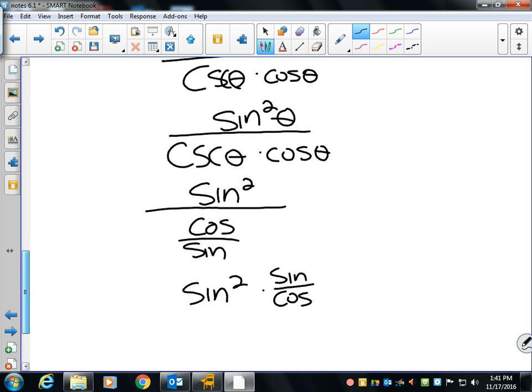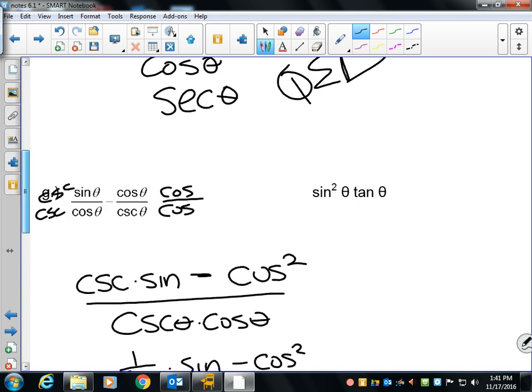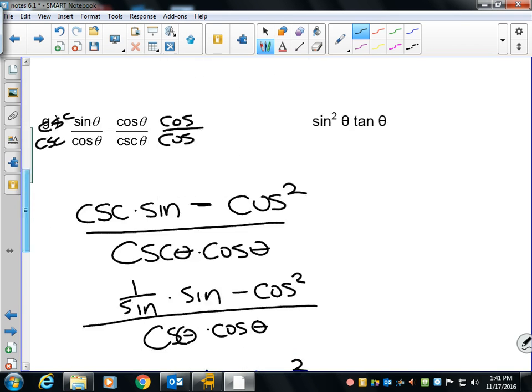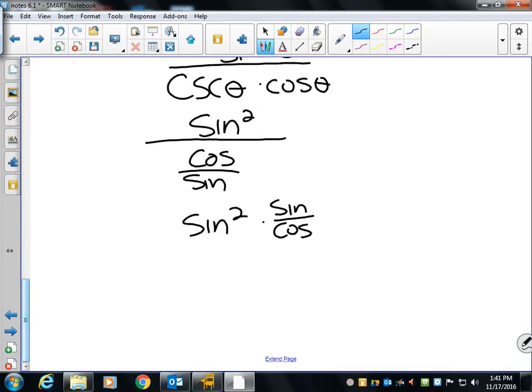What are we trying to get anyway? I forgot. Sine squared times tan. That's what we're trying to get, right? This is tan. We're done. Woohoo! I guess I should pay attention to what we're trying to get.